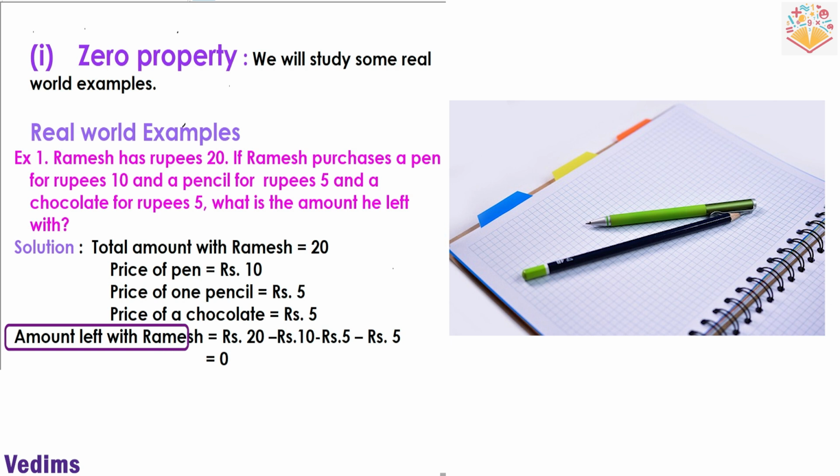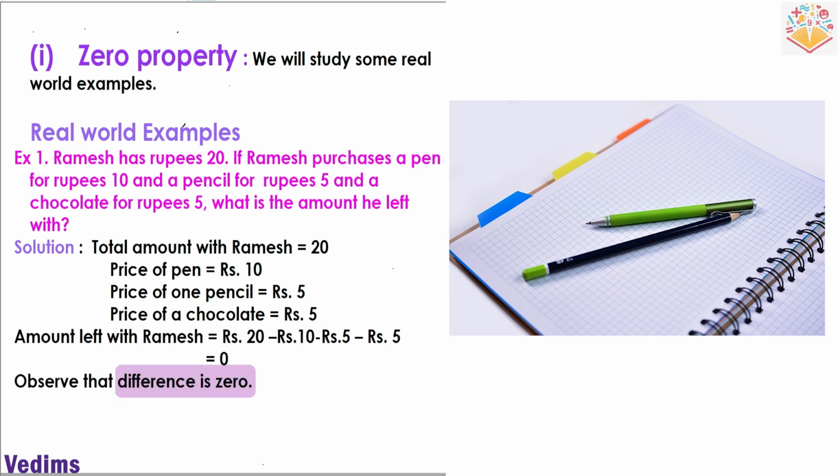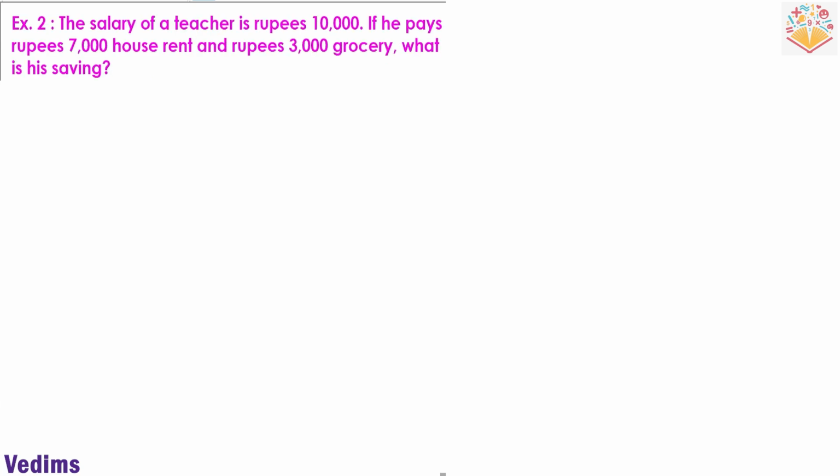Amount left with Ramesh will be rupees 20. It can be put like this: minus 10, minus 5 rupees, minus 5 rupees. You know that minus 10, minus 5, minus 5 also becomes minus 20. 20 minus 20 becomes 0. Observe that the difference is 0. Let us take example 2.